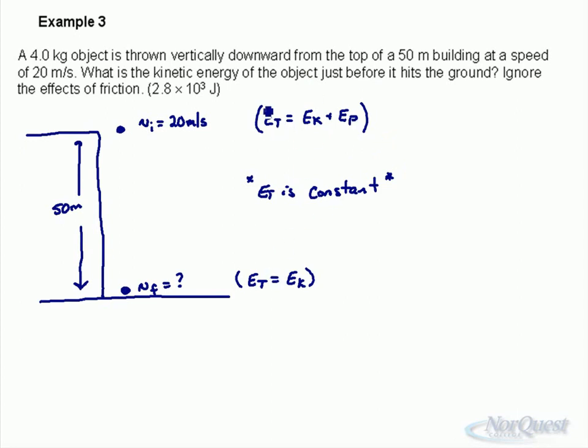Because if you can find the total energy at point 1, probably easier to describe it that way, it'll be equal to the total energy at point 2, which will be equal to the kinetic energy at point 2. So the total energy at the top will be equal to all of the kinetic energy at the bottom. All of the energy is transformed into kinetic. That's why it's going faster, because what potential it had became kinetic as well. So let's work this out.